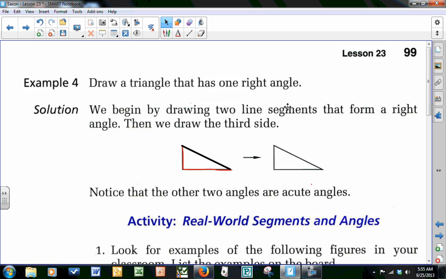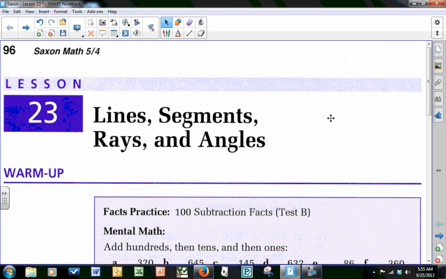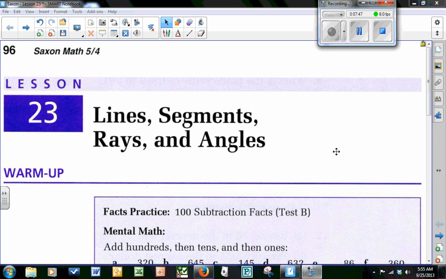So we had a lot of math terms that we learned today in Lesson 23, but I would encourage you to practice your power picks and gestures, and pretty soon you'll have all of them mastered. Okay? Good luck.